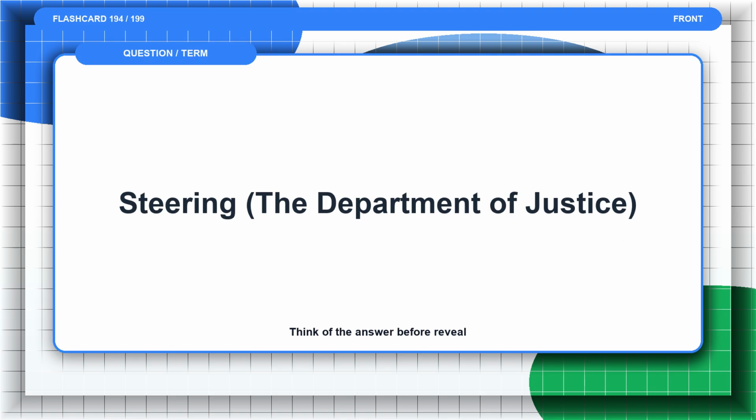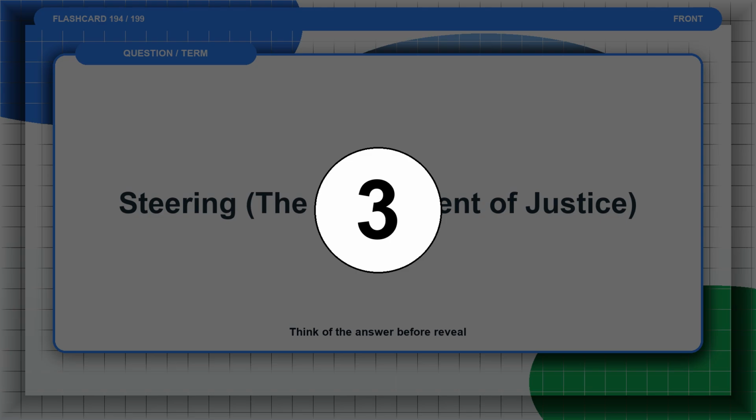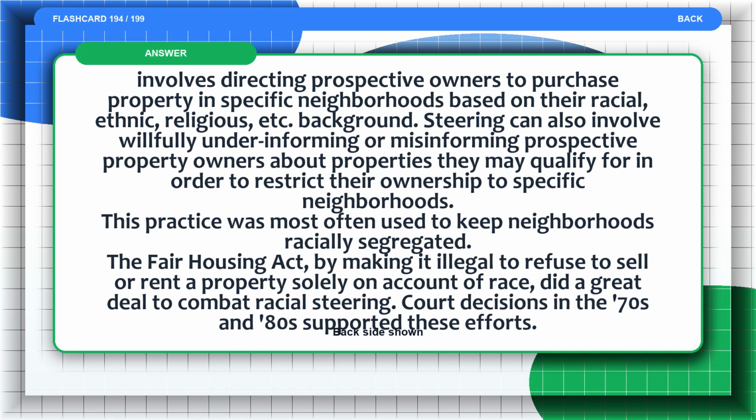Flashcard 194. Steering, the Department of Justice. Pause and think of the answer before the reveal. The answer involves directing prospective owners to purchase property in specific neighborhoods based on their racial, ethnic, religious, etc. background. Steering can also involve willfully underinforming or misinforming prospective property owners about properties they may qualify for in order to restrict their ownership to specific neighborhoods.